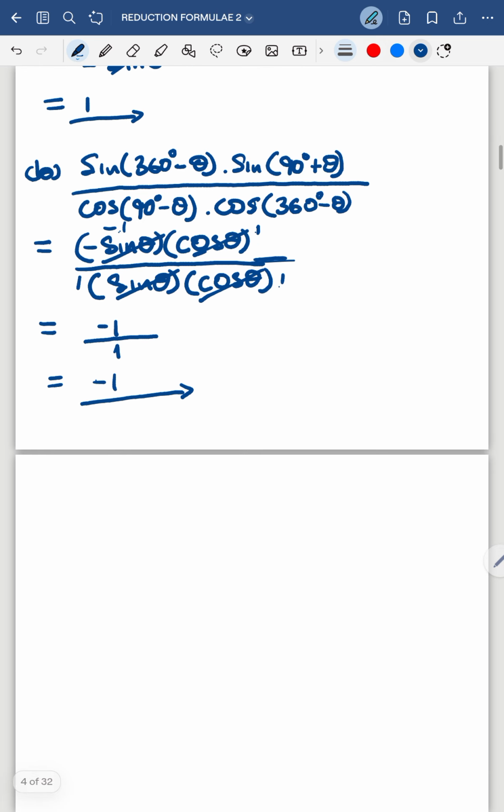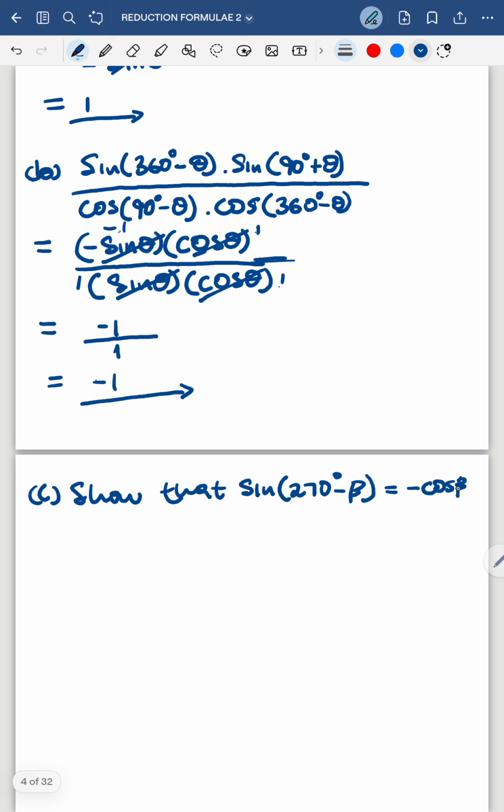So the question now says, show that sine of (270 degrees minus beta) is equal to negative cosine beta. So I want you to know which angle this is.